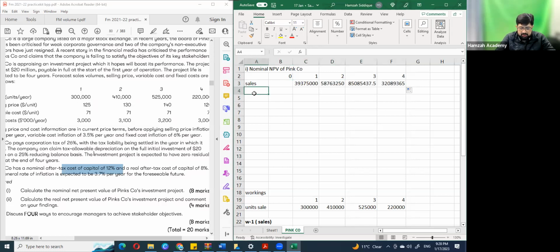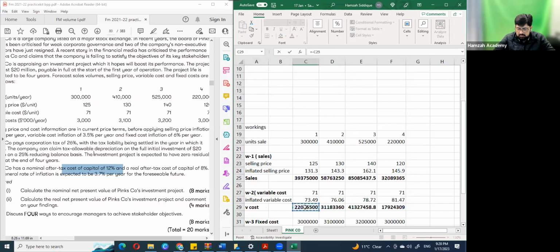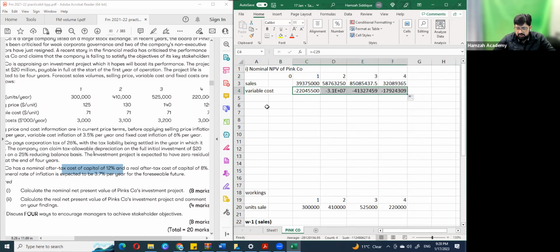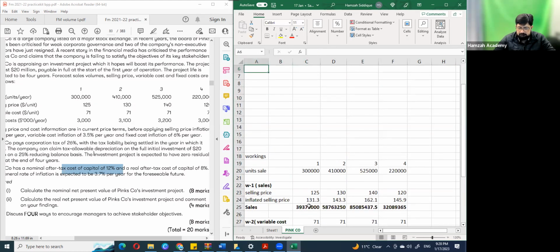Less variable cost. Negative sign. Negative sign I added by myself. Like this. Simply, it is here. Less fixed cost. Negative sign. Here we are.